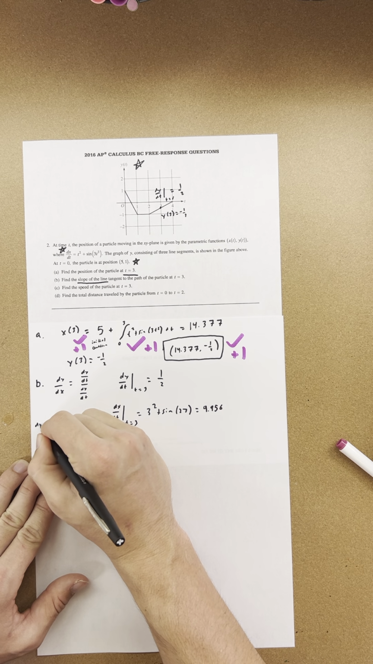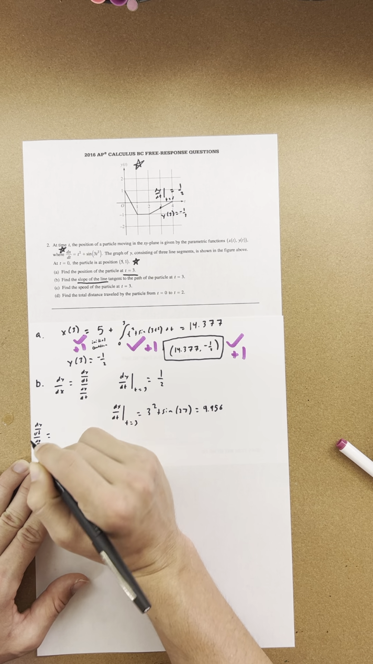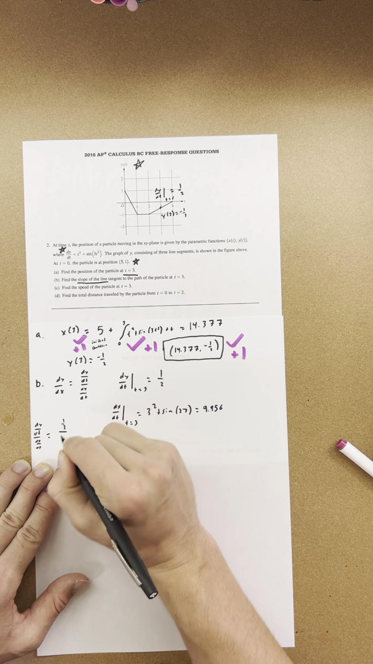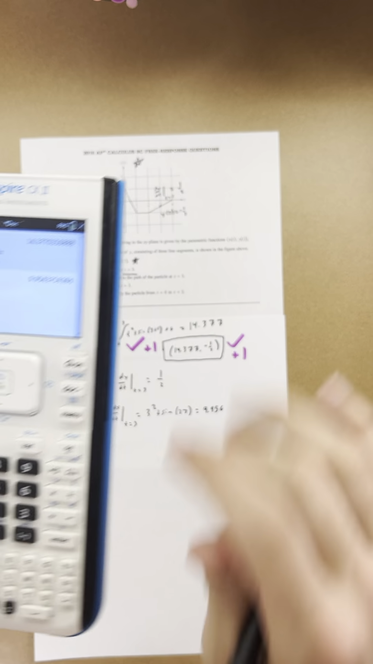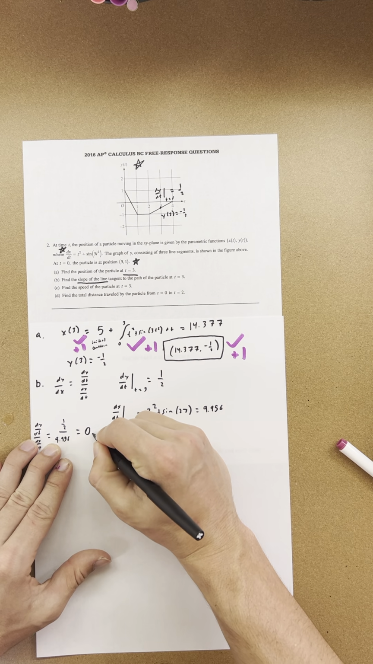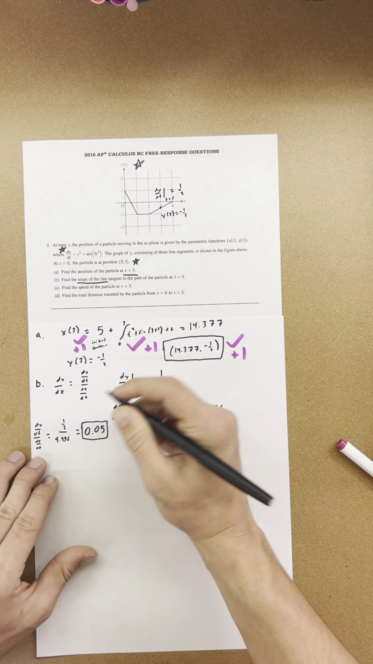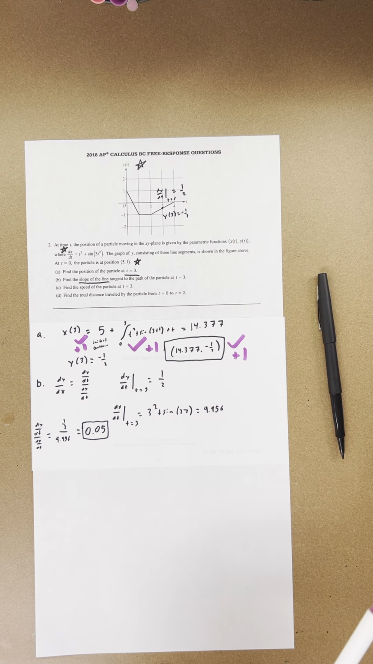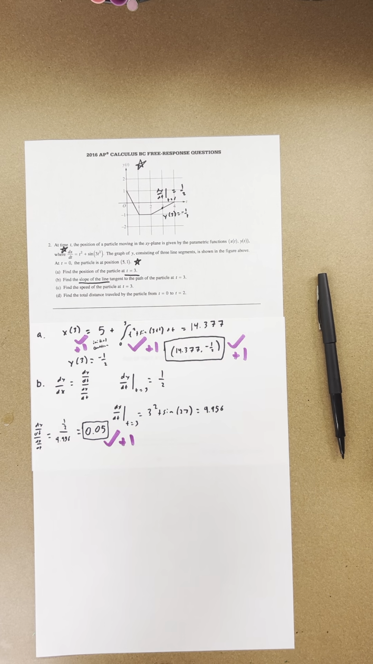Plug this back into the formula. dy/dt over dx/dt equals 1/2 divided by 9.956, which equals 0.05. Scoring, all they're looking for right here is the correct answer, 0.05. So if you have that, you're good to go.